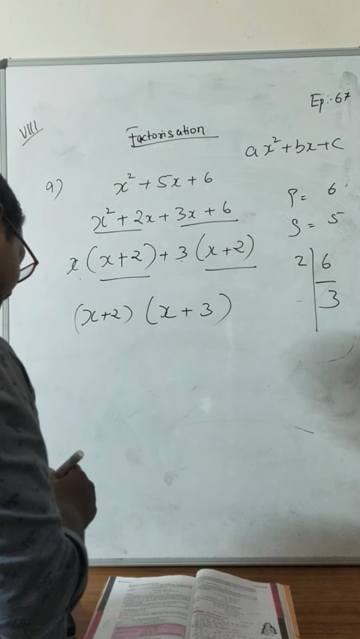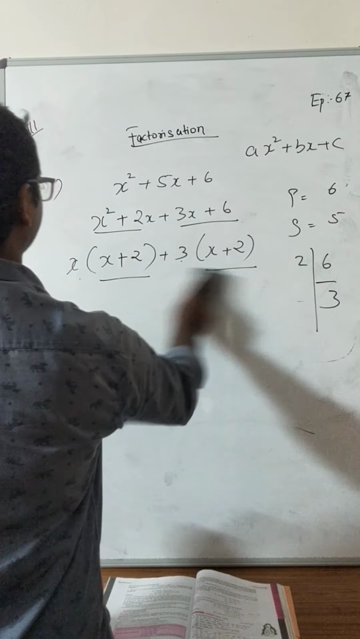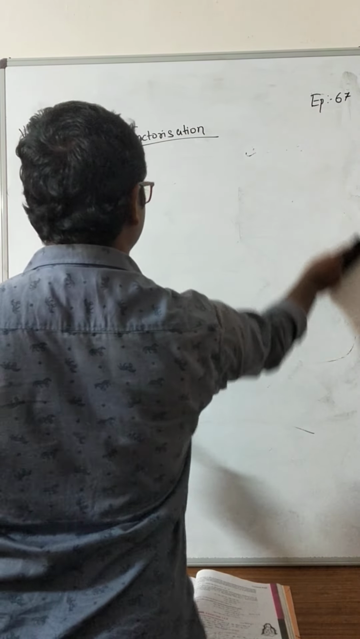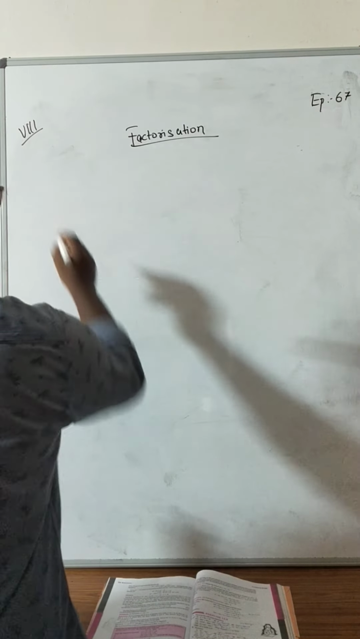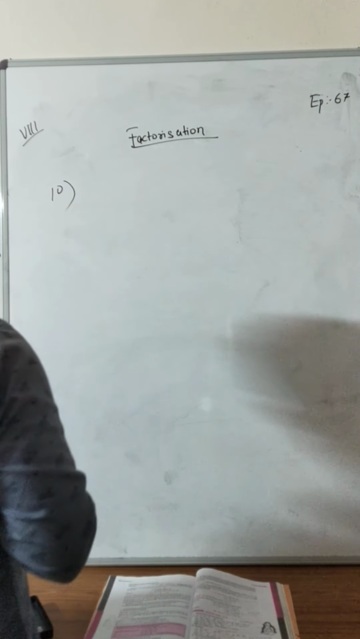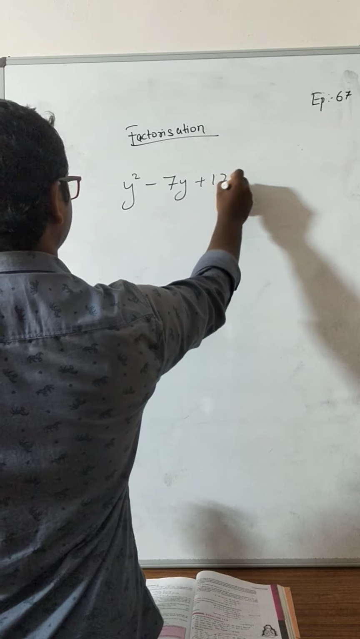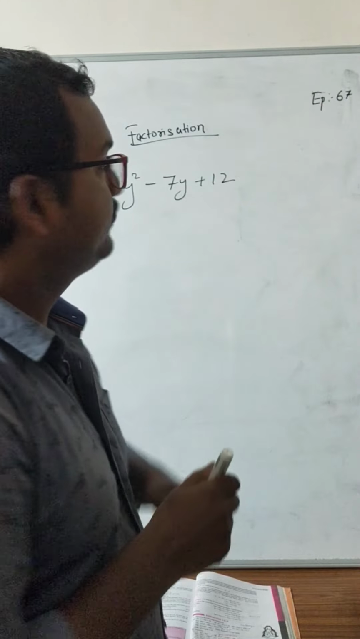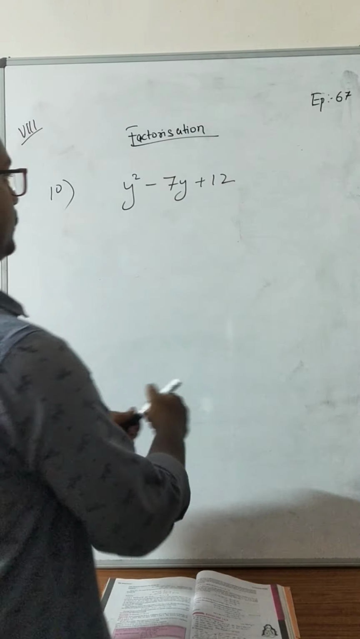Okay, now let me do one more question, which is example 10. In example 10, find the factors of y square minus 7y plus 12. In the previous question, the entire sign was plus. Here we have one negative also. Now how should we do it?